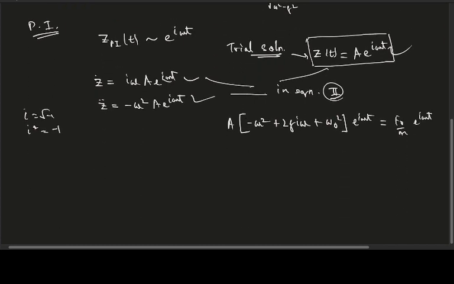Now comes the interesting part. So this cuts off, and we can say this A is nothing but F naught by m over omega naught square minus omega square plus 2 gamma omega, and we have an i in front here. So look at this part particularly. Doesn't this look like a complex number where this is the real part and this is the imaginary part, x plus i y?